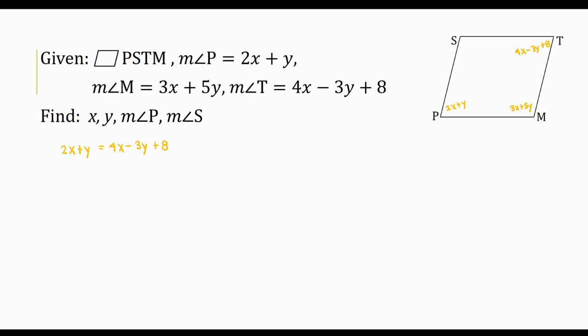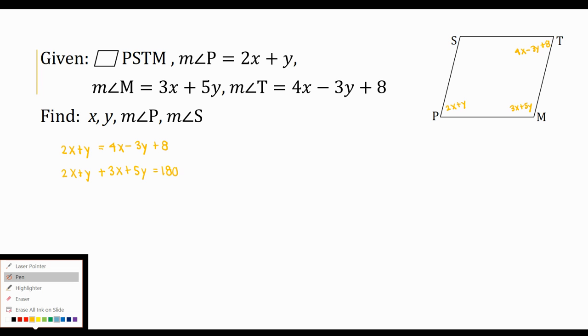So you can say that angle M plus angle P equal 180, or you can say angle M plus angle T equal 180. So I'm going to do angle P and angle M. So I'm going to say 2x plus y plus 3x plus 5y equals 180. All right, so now that I have 2 equations, because I have 2 unknowns, I'm going to start manipulating.